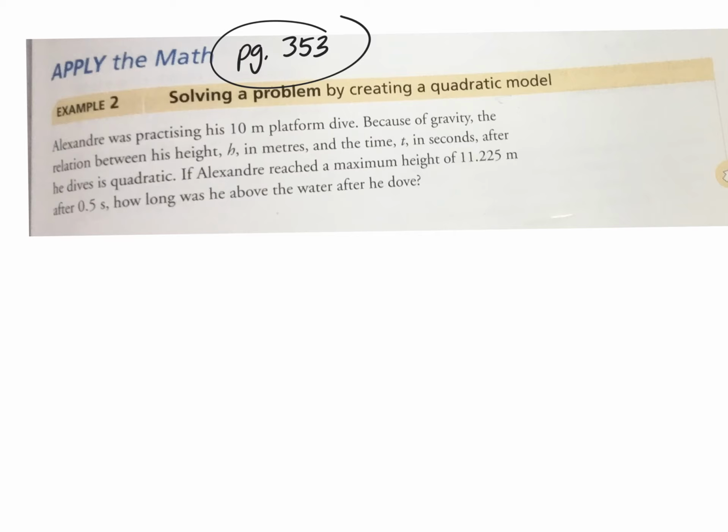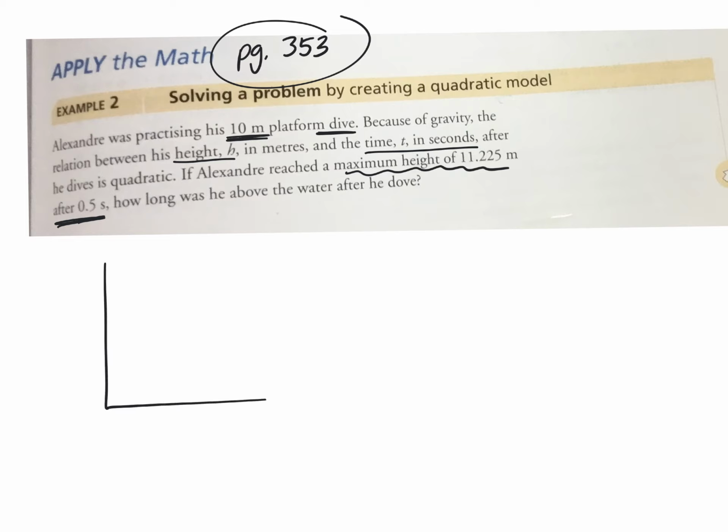So we're looking at somebody that is diving, and because of gravity, the relationship between his height and the time in seconds after he dives is quadratic, obviously, right? You dive, you go up in the air, and you come down. So he reached a maximum height of 11.225 meters after 0.5 seconds, and he started at a platform that was 10 meters high. I want you guys to draw a diagram right now.